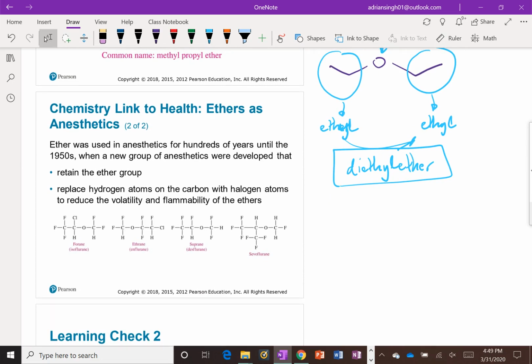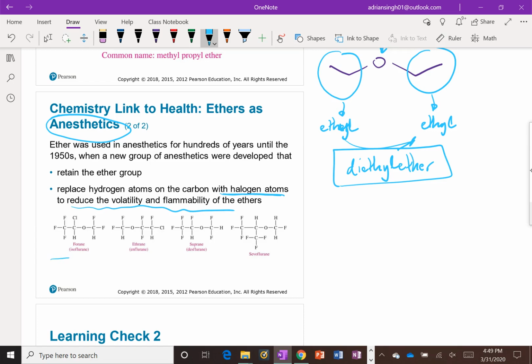All right, ethers have historically been used as anesthetics to knock people out when surgery, for instance, had to be done. But one of the problems with those ethers originally, for instance, like diethyl or dimethyl ether, is the fact that they were very, very volatile and flammable, and they tended to induce nausea, right? So people would vomit, for instance, when they woke up. So those ethers are still around and they're still used, but some of the hydrogens on them have since been replaced with other atoms like halogens in order to reduce the volatility and the flammability, right?